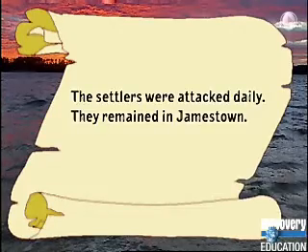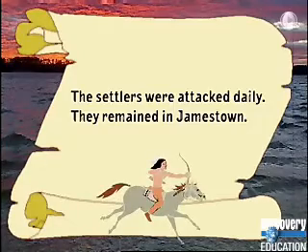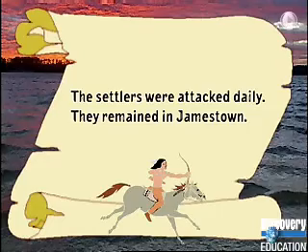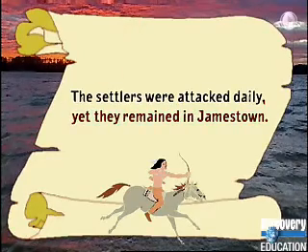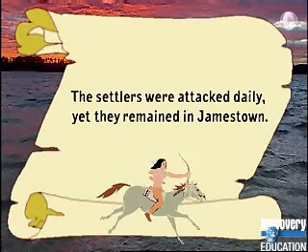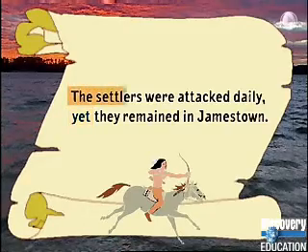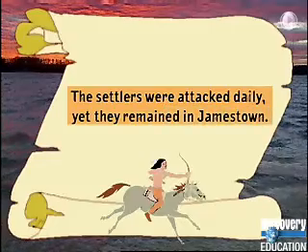How can these sentences be combined to show one complete sentence? The settlers were attacked daily. They remained in Jamestown. To show one complete compound sentence, you can use the coordinating conjunction "yet" to join these two ideas. The settlers were attacked daily, yet they remained in Jamestown.